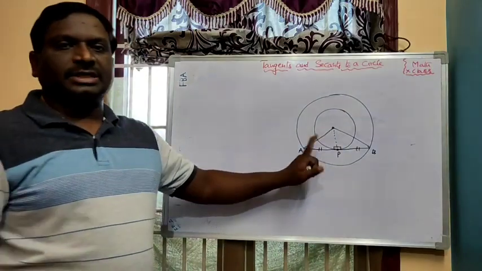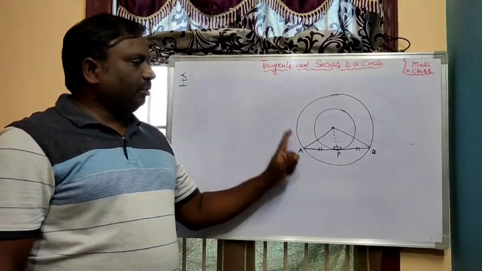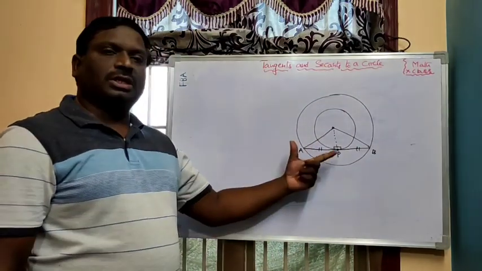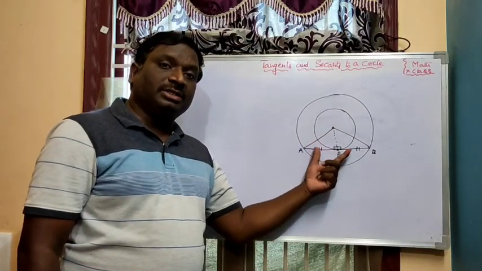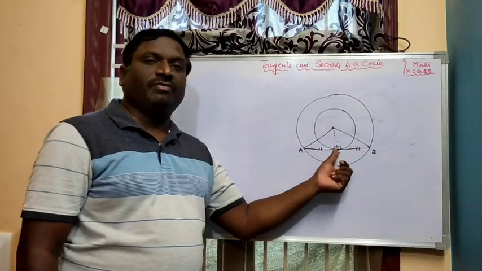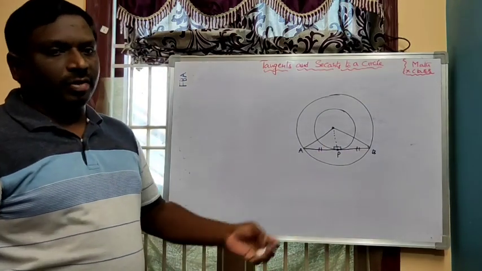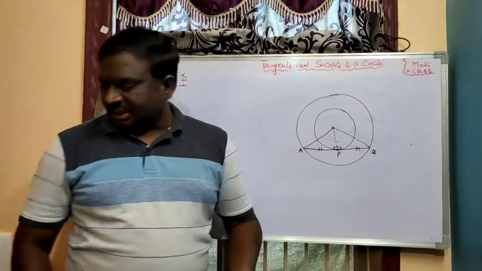So this is the second statement. Two concentric circles such that the chord of the larger circle touches the smaller circle and is bisected by the smaller circle at the point of contact. That is the second statement.